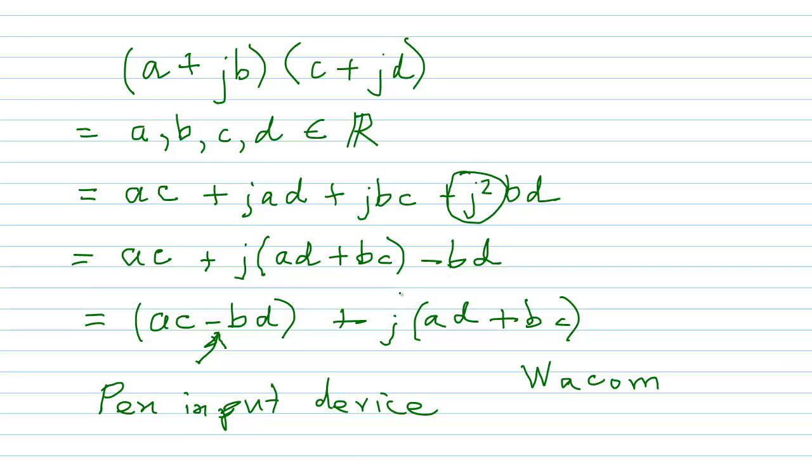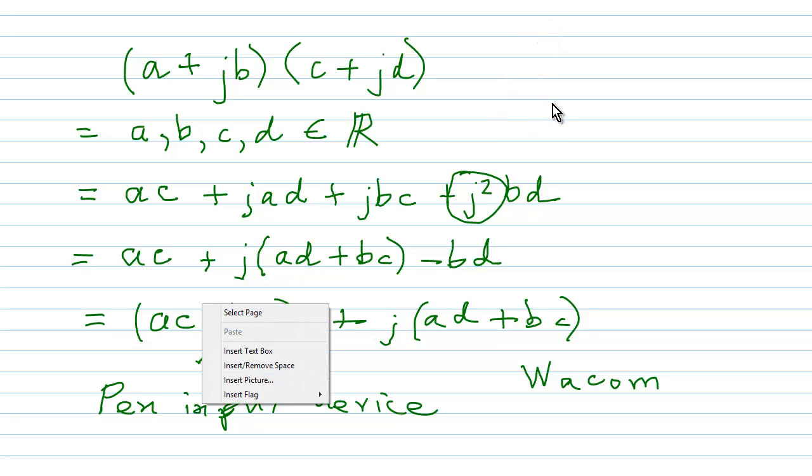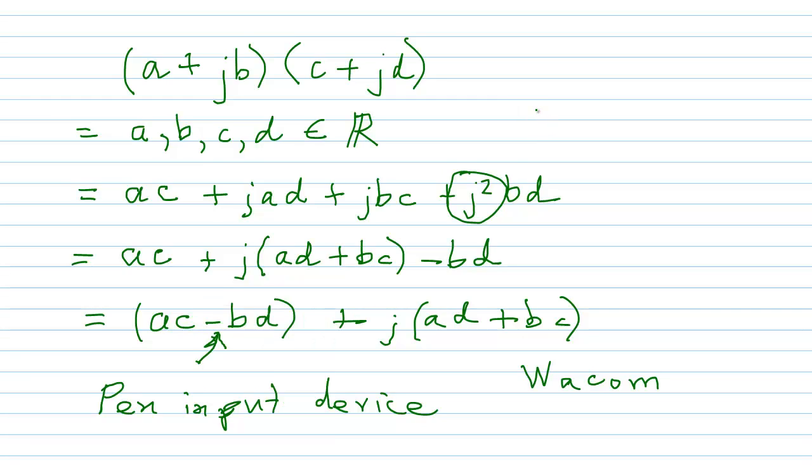Anyway, this is the complex number general multiplication formula. Once again, remember that complex numbers are binomials, and you should also remember that J squared equals negative 1.